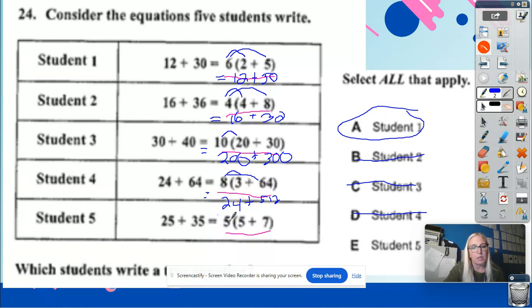All right, let's look last at student 5. 5 times 5, yep, is 25, plus, what is 5 times 7? And that is 35. All right, fingers crossed this one works. 25 plus 35 equals 25 plus 35. Bingo. There is that correct answer. So really this problem is testing your understanding of distributive property and correctly distributing. So hopefully the repetitiveness of this problem was helpful.